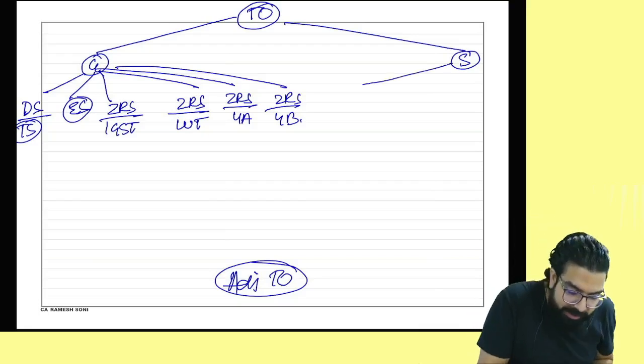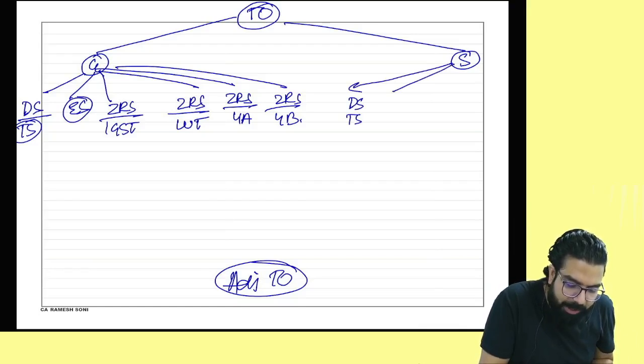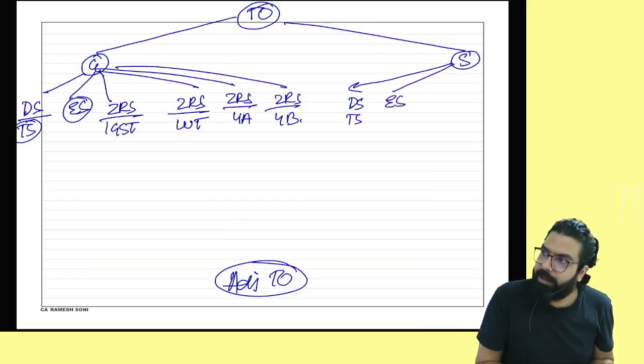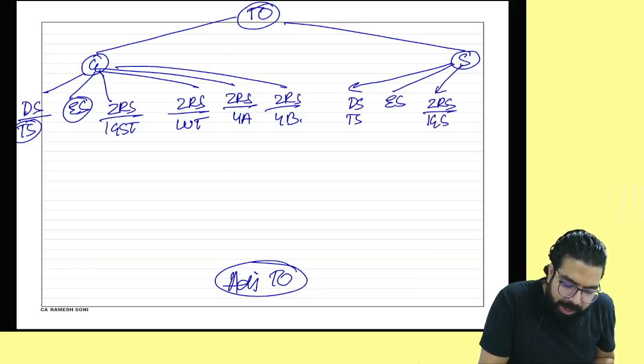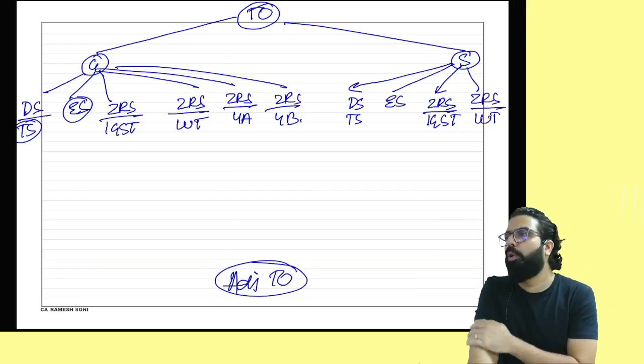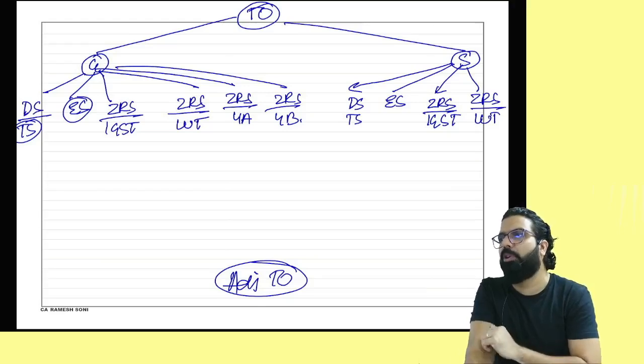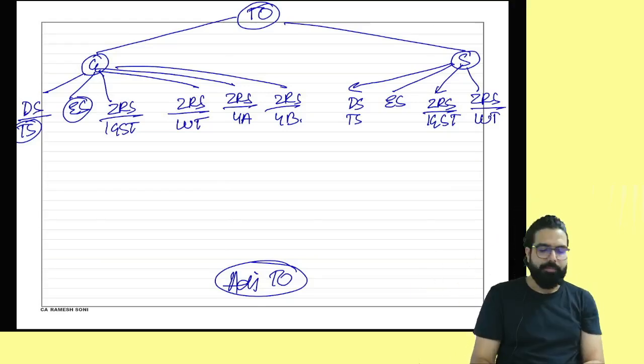Next, services ka turnover can have domestic supply which are taxable supply. It can also have exempt supply, domestic supplies which are exempt. It can also have zero rated supply under IGST. It can also have zero rated supply under LUT. Services may 4A and 4B is not there because 4A and 4B is only with respect to goods.